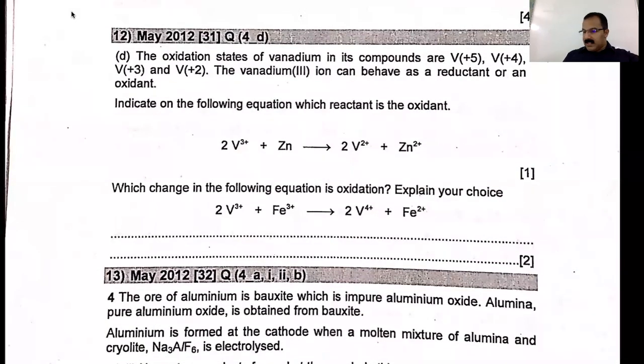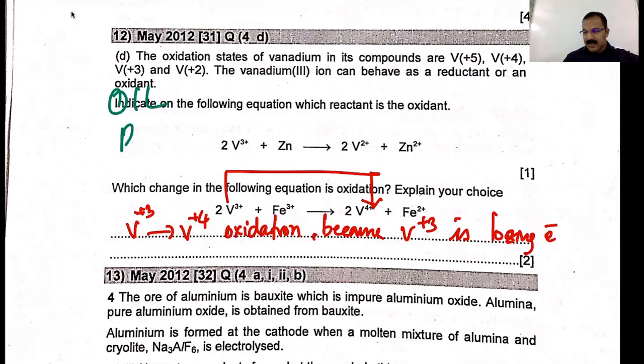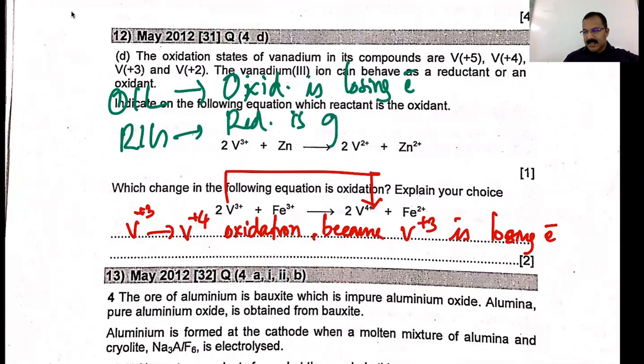Which change in the following equation is oxidation? Explain your choice. Vanadium 3 plus becoming vanadium 4 plus. As you still remember the number line, 3 plus becoming 4 plus, that is oxidation. So you're right, V3 plus becoming V4 plus is oxidation. Why? Because V3 plus is losing electron. OIL RIG, remember? OIL RIG. With respect to electrons, always remember oxidation is losing electron. Reduction is gaining electron. That's how easily you can remember.